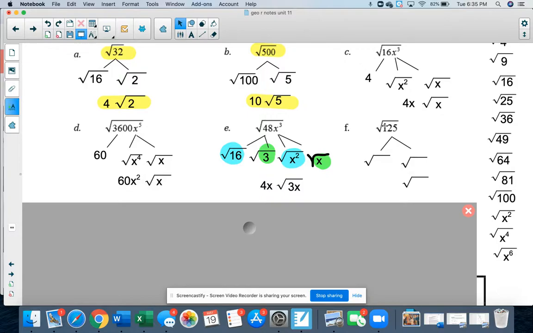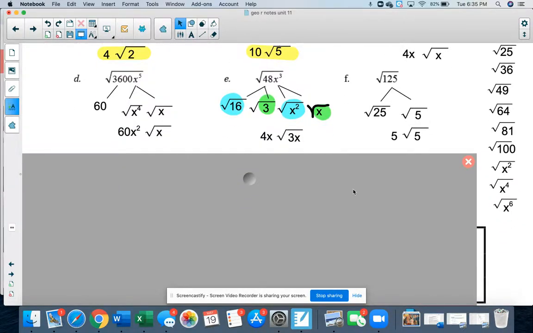All right, F is a little bit easier because I don't have any x's in there. So I'm just looking for the biggest number that goes into 125. And hopefully you got 25 times 5 is 125, and the square root of 25 equals 5. That's a perfect square, and this 5 under the radical is not a perfect square. That's going to stay 5.